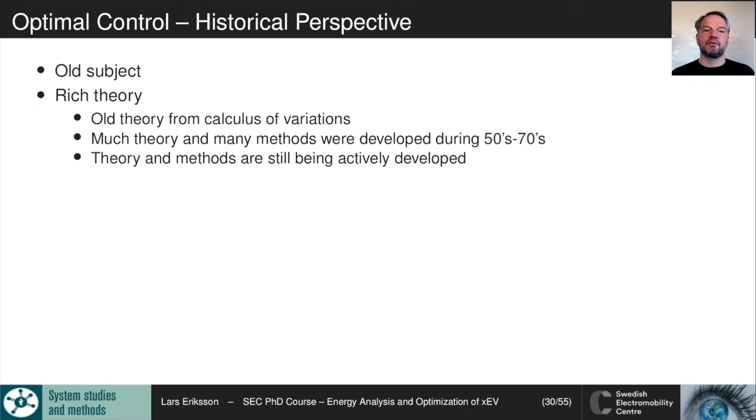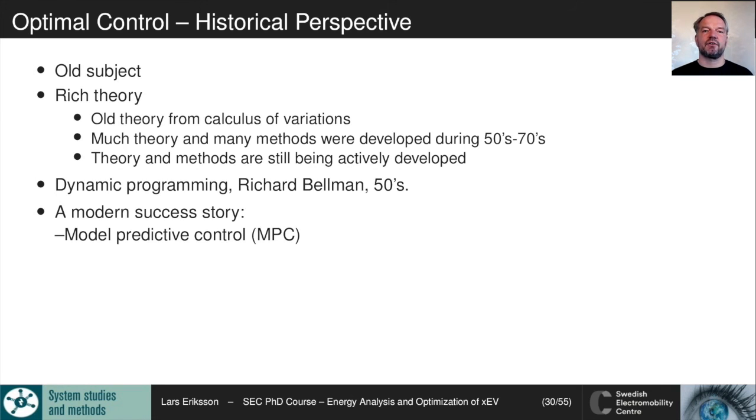Optimal control, some historical perspective. It's a really old subject with a rich theory. The old theory comes from calculus of variations. Then we have had much theory, and many methods were developed during the period from the 50s to the 70s, and theory and methods are still being actively developed. There are, at the control conferences, more or less always sessions on optimal control. Dynamic programming was an important breakthrough that was developed by Richard Bellman in the 50s, and we will talk more about dynamic programming when we look at how to control the hybrid electric vehicle.